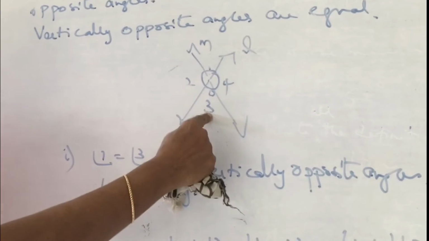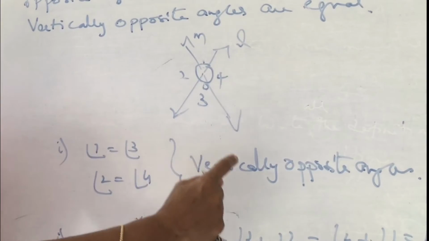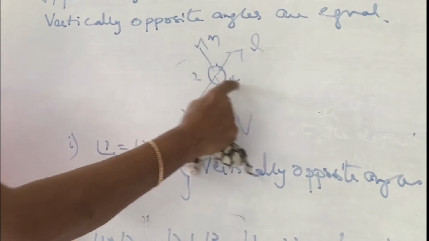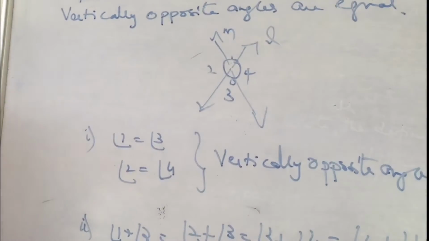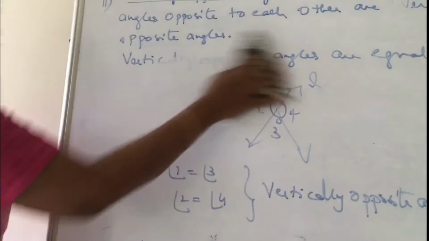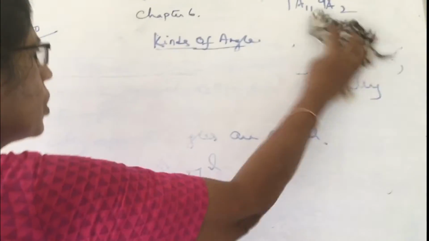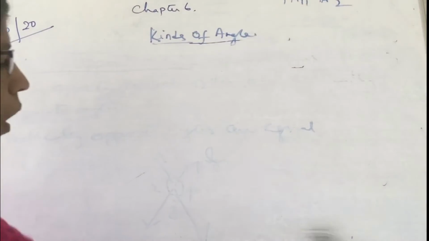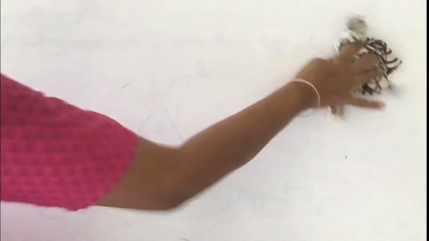But 1 and 3 form vertically opposite angles. 2 and 4 also form vertically opposite angles. Yes, children, the definitions in this particular unit are over. Now coming to the textual exercise.